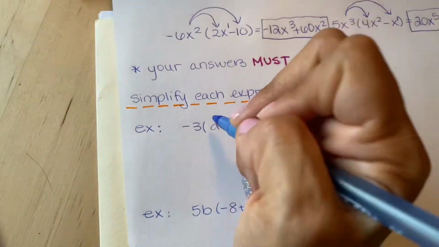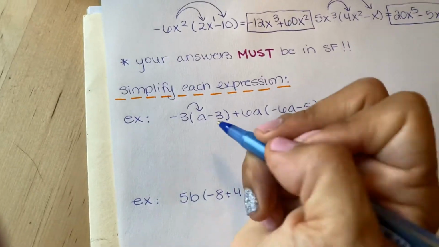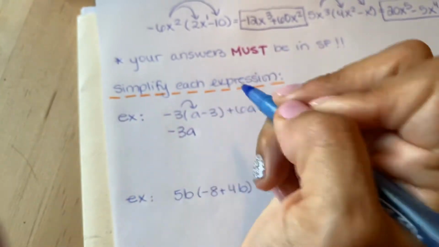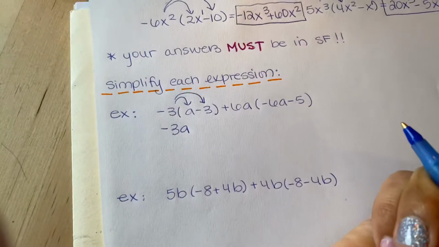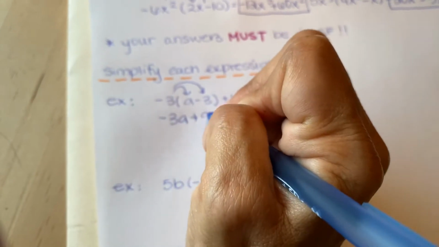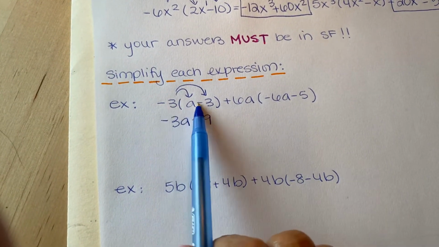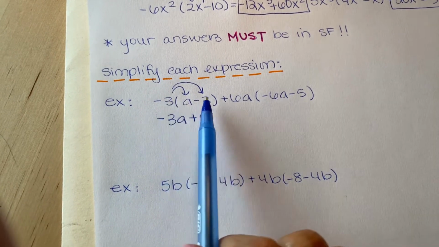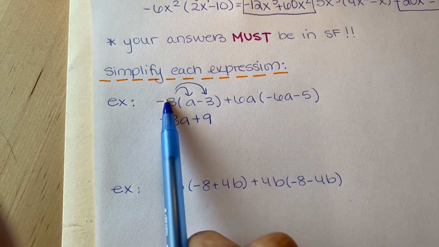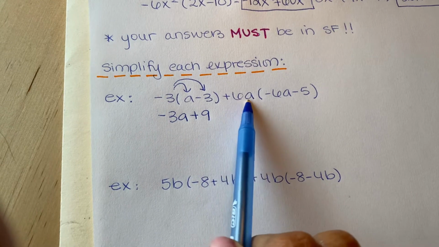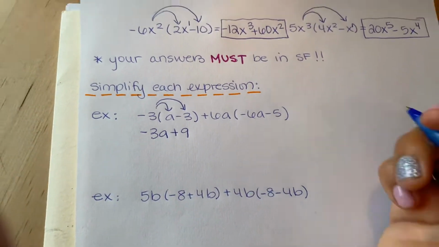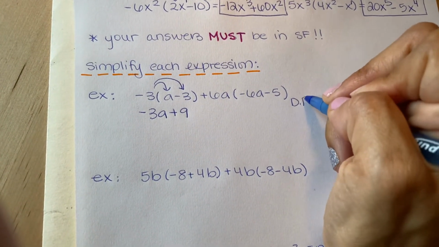So here we go. Negative 3 times a, negative 3a, negative 3 times negative 3, positive 9, right? Negative 3 times a is negative 3a, negative times negative, positive 3 times 3 is 9. Okay, I'm done with this. Now let's move on to this distributive property, right? So we're performing the distributive property right now.